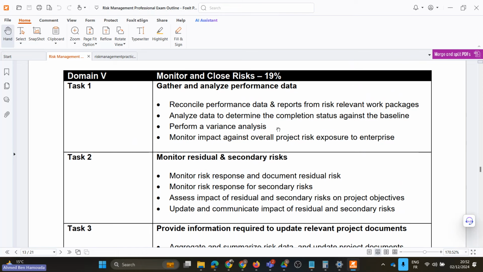Also, in this first task, we will learn in the first course how to analyze data to determine the status against the baseline, or the different baselines actually. And in case there are any variances, how to determine the variances, how to report on the variances, and also how to monitor the impact against the overall project risk exposure to the company, to the department, and to achieving these strategic goals. Okay, so this is for task one.